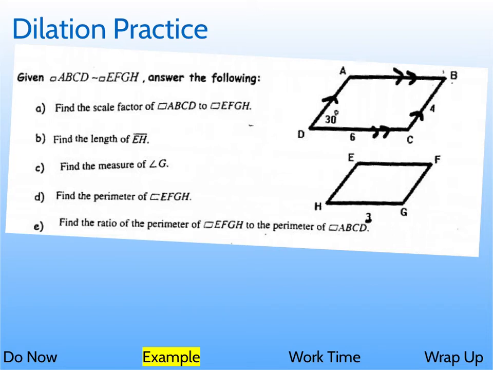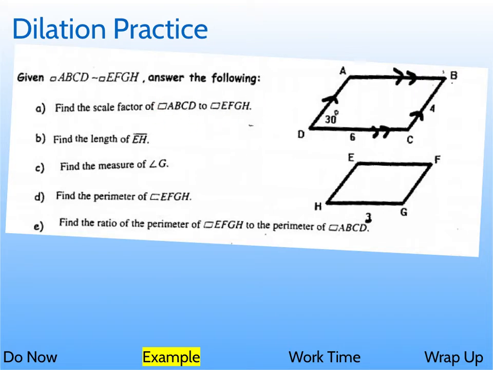Okay, so in this problem, we're going to look at parallelogram ABCD and parallelogram EFGH. This little symbol, I know it's a little hard to read, just means they're similar to each other. So we're going to find the scale factor from ABCD to EFGH.